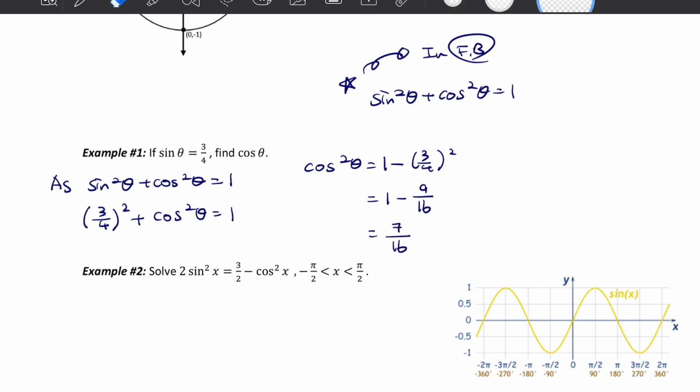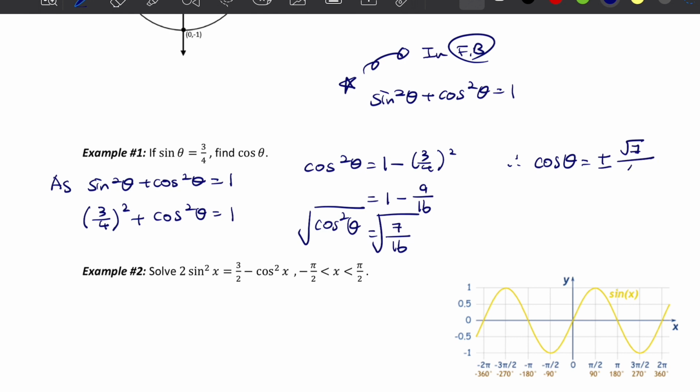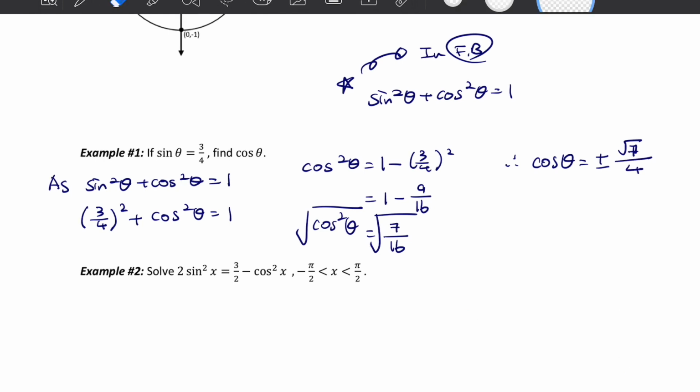So we know that cosine squared theta is equal to 7 over 16, which means for the cosine theta value we're going to square root both sides. So we know that cosine theta is equal to plus minus square root 7 over 4. Okay, now let's try example number 2.